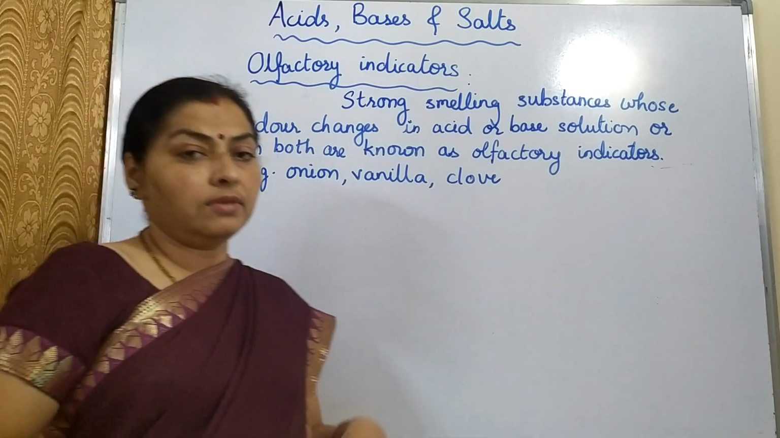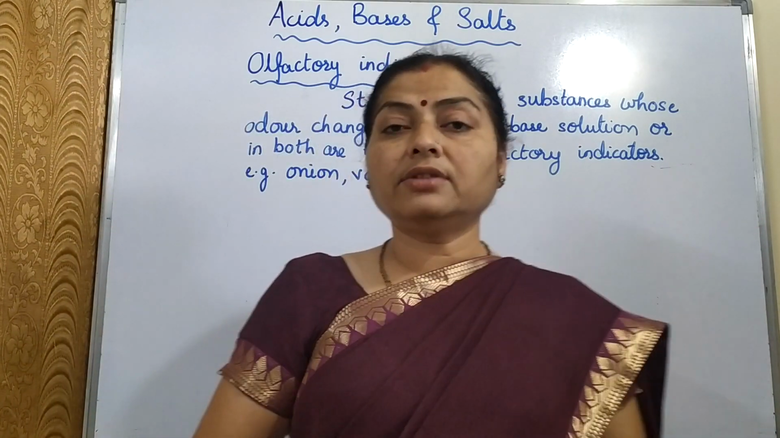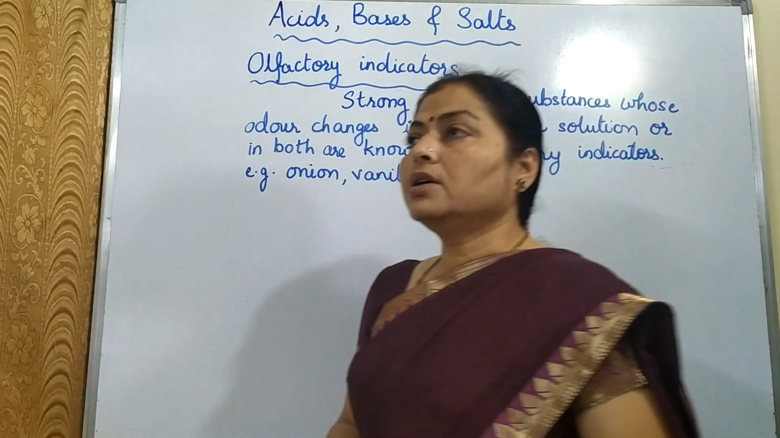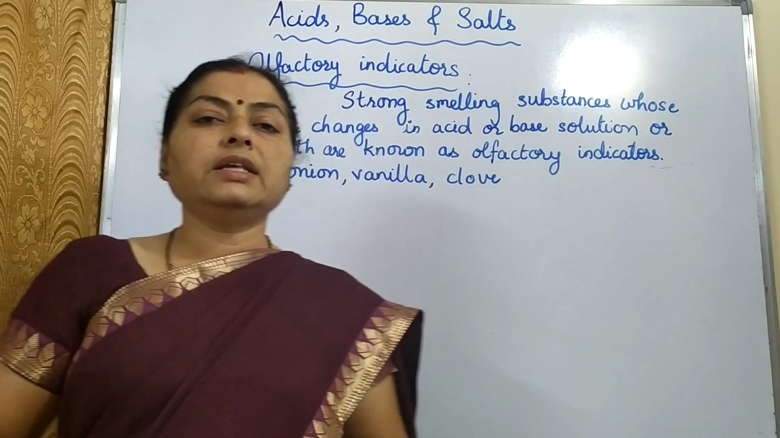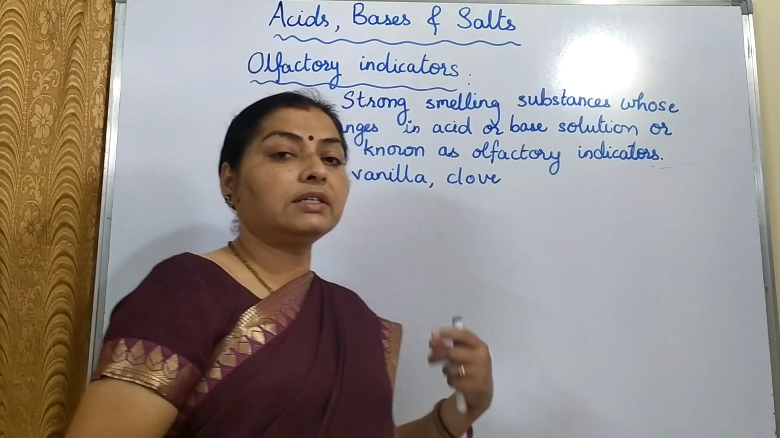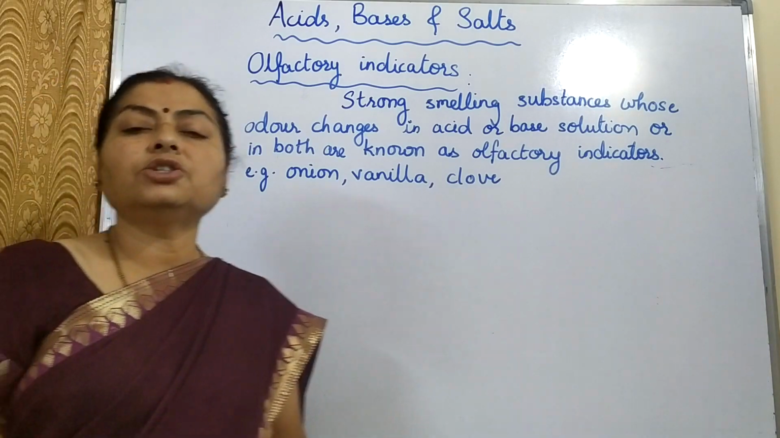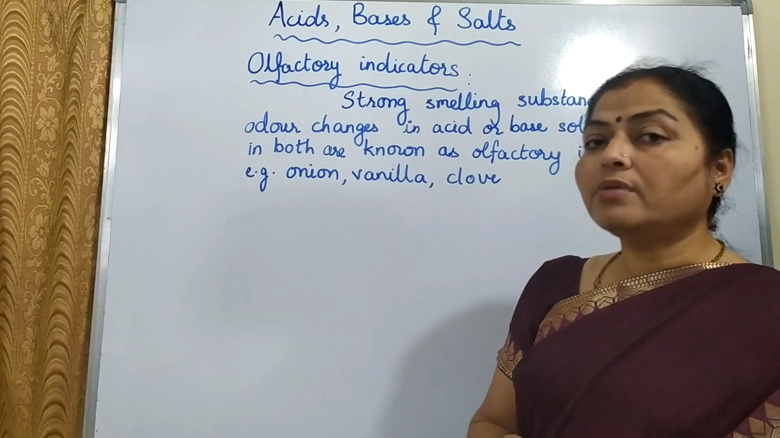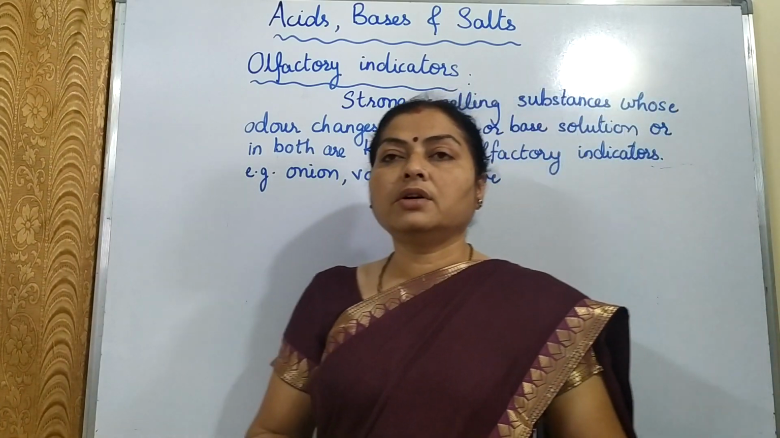Examples are onion extract, vanilla extract and clove. Clove means laung, as you call it in Hindi. So these substances may lose their odor, their strong smell, either in the presence of acid or base. There is a short activity which is given in your NCERT textbook. You can perform it and see for yourself.